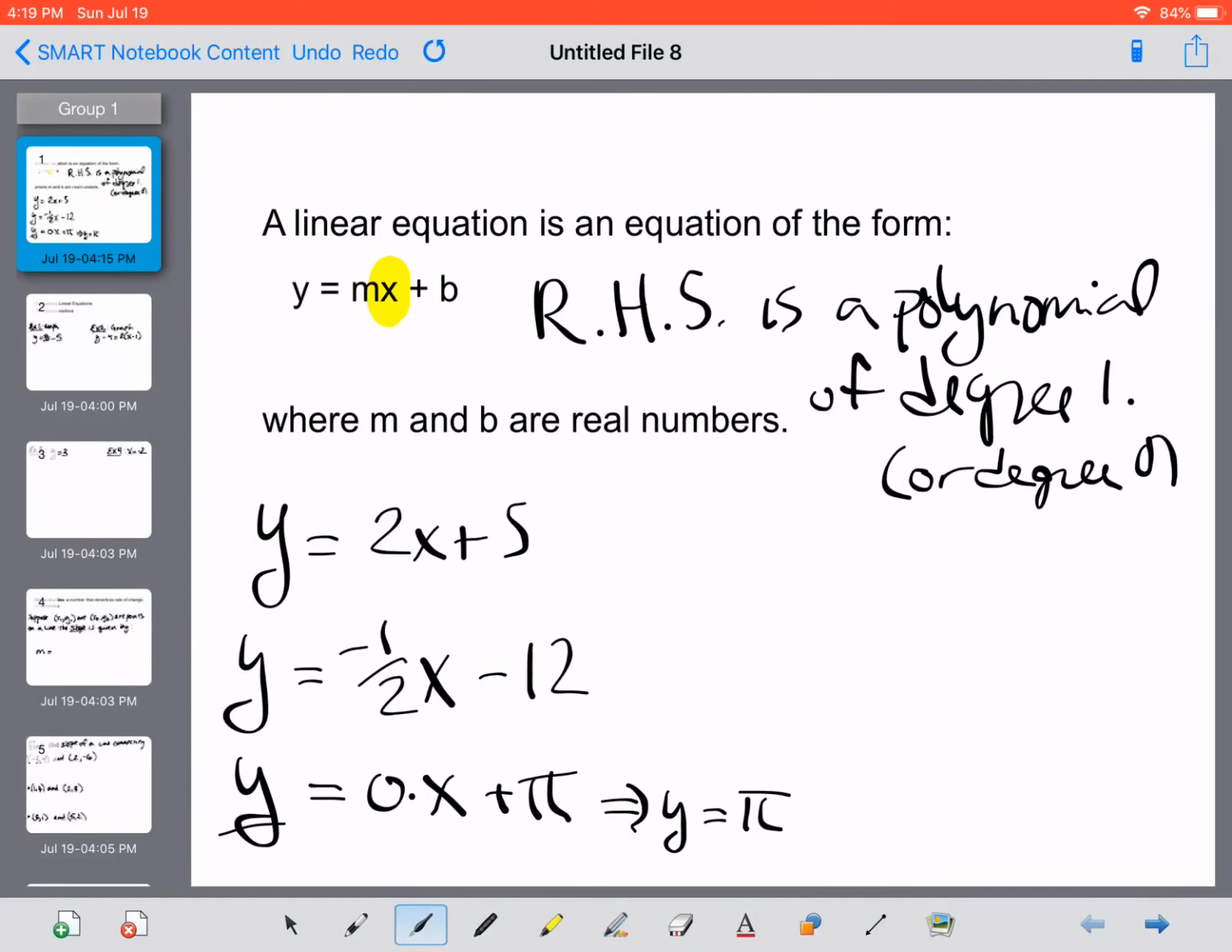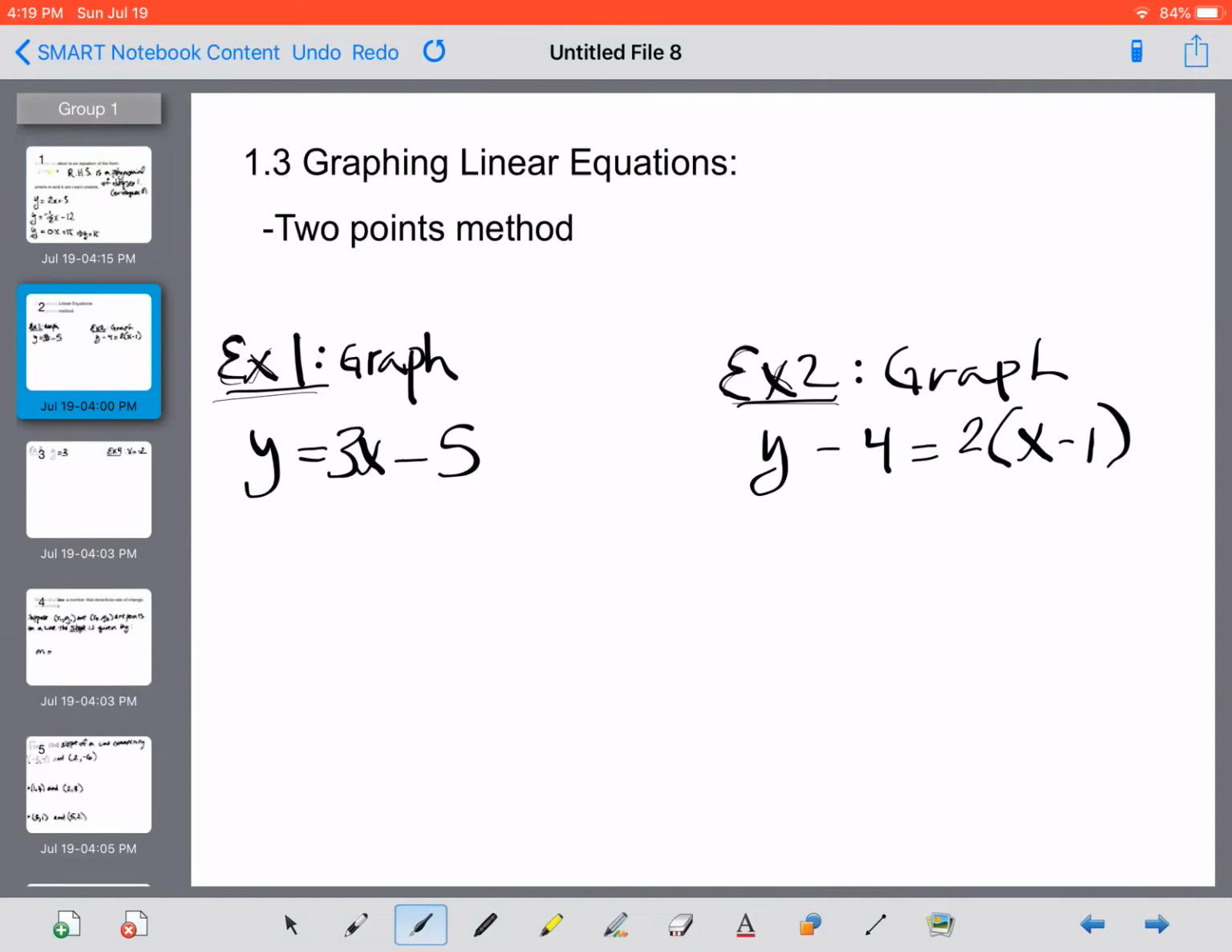Okay, so let's look at how we would graph a linear equation. The simplest way, if you're already given the equation of the graph, is to just find 2 points on the line, graph those 2 points, and then draw a line through them. So the graph of a linear equation depends on just 2 points on that line. Let's say we wanted to graph the equation y equals 3x minus 5. All I have to do is find 2 points on this line, and that would be enough to graph it.